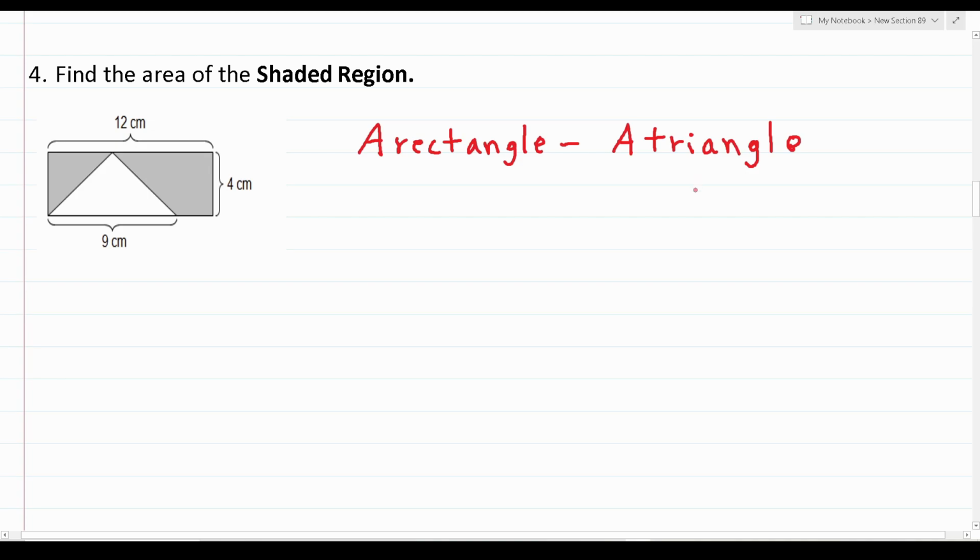Okay. How do you find the area of a rectangle? That's going to be length times width. And how do you find the area of a triangle? Again, that's 1/2 base times height. So let's go ahead and identify those things.